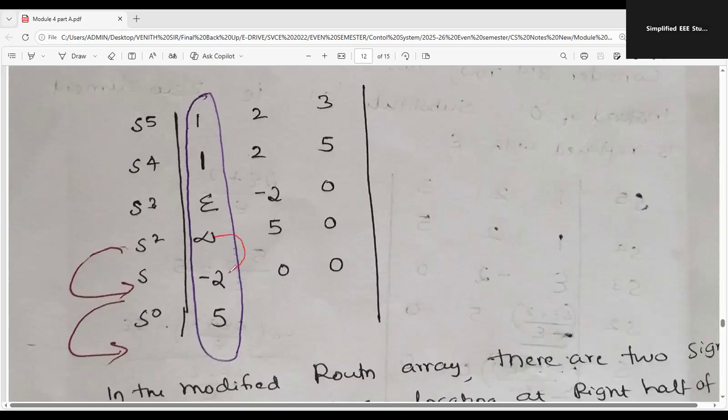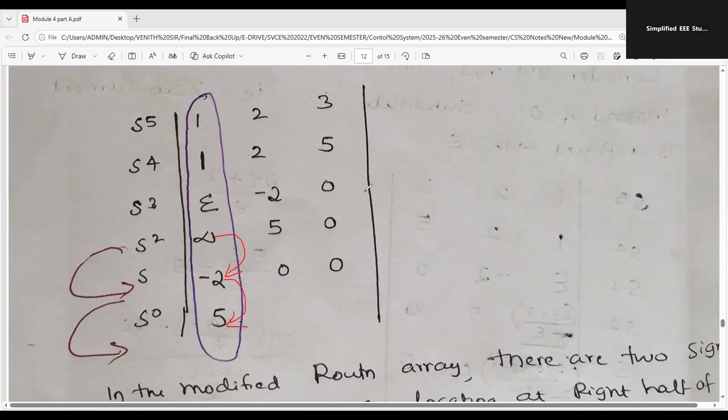From positive infinity to minus 2, that is, sign changes equal to 1. Minus infinity, minus 2 to plus 5, another sign change. So as there are two sign changes occurring here, two poles are located in the right half of the S plane for this particular system. So if two poles are available in the right half of the S plane, according to the stability rule, we say the system is unstable.